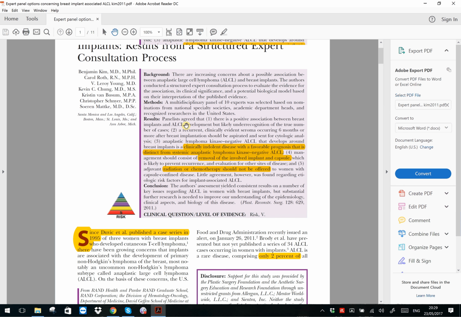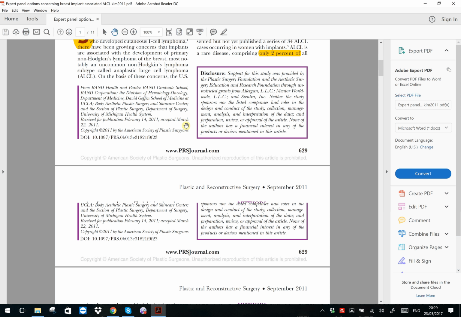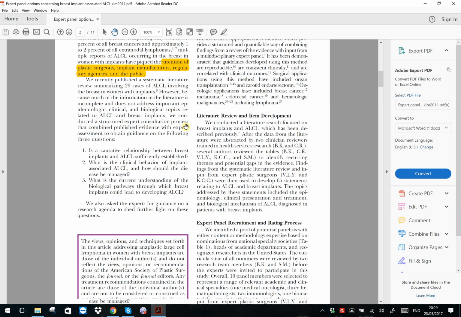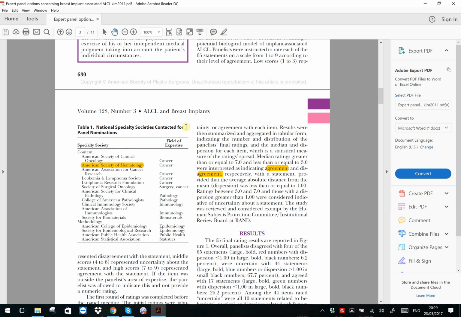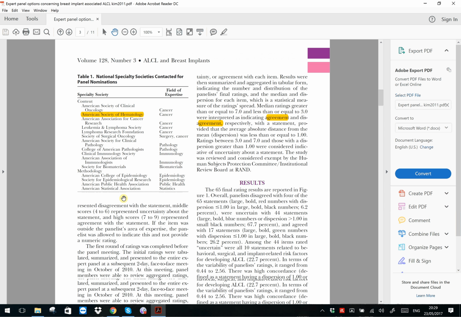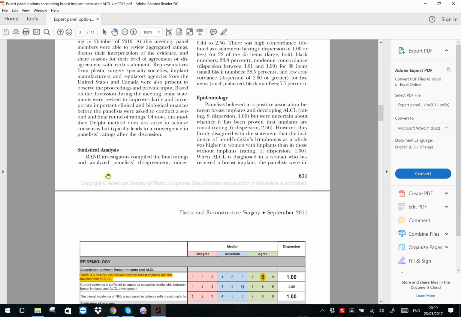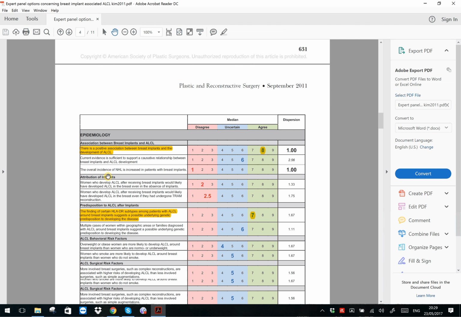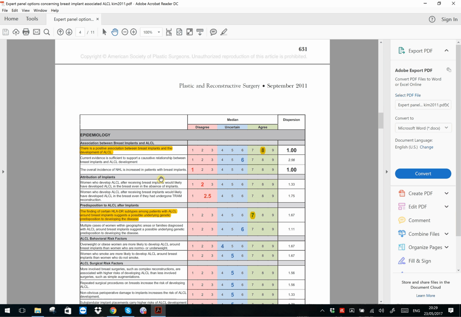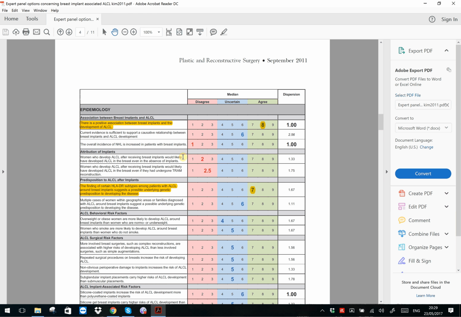They agree that there is a positive association between breast implants and development of ALCL. And of course, ALCL is a late sequela. It's not a primary sequela of a prosthetic or cosmetic implantation. Sometimes it appears after more than 5 years, but certainly there should be concern after the first 6 months.